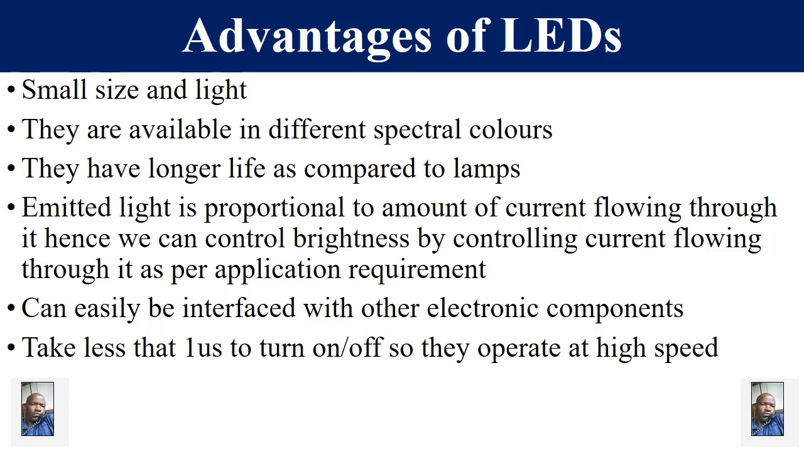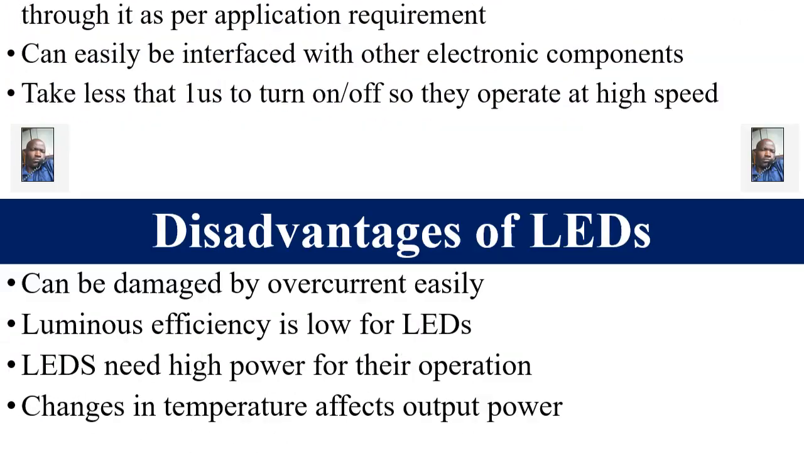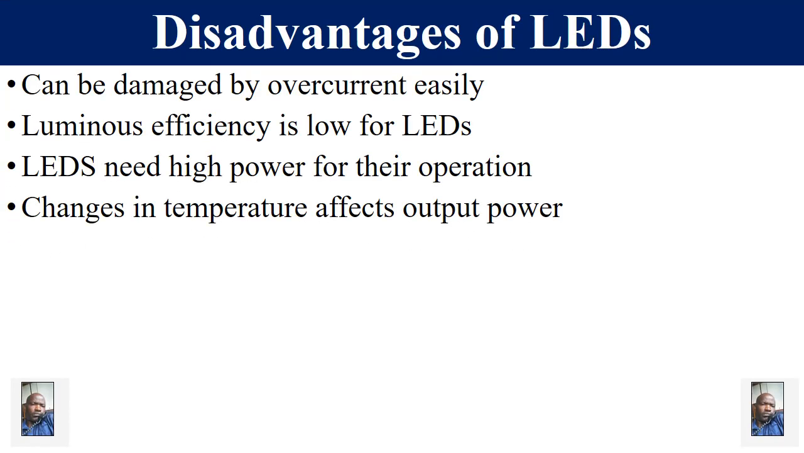Let's go to disadvantages in the next slide. As you can see, disadvantages are outnumbered by the advantages, hence their use. They can be damaged by overcurrent very, very easily, and we have demonstrated that in our labs. Then the luminous efficiency is low for LEDs, that's the output. It is low for light emitting diodes. They need power for their operation. Without power, they don't turn on. Then they are affected by changes in the output power. Those are the disadvantages of light emitting diodes.